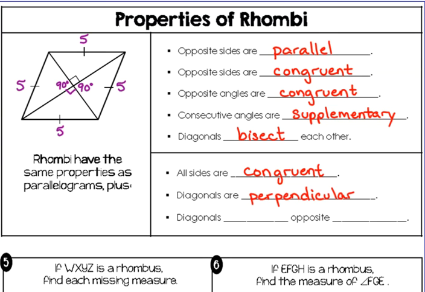And the last property is that diagonals bisect opposite angles. The diagonals bisect opposite angles. So this is new, okay? In parallelograms and in rectangles, those angles where the diagonal came in, it did not cut them in half. These are cut in half.